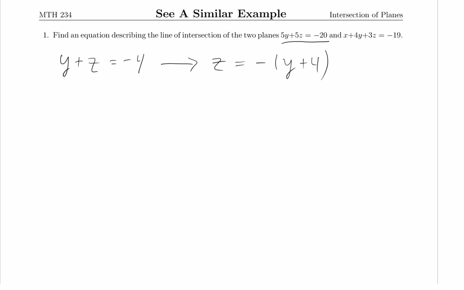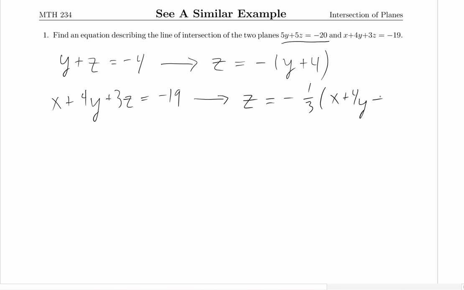Now do the same thing with the other equation. So the other equation, we start with x plus 4y plus 3z equals negative 19. And again, do the same thing. Just solve for z, so move the x and y terms to the other side and divide by 3. So we'll get that z is negative 1/3 times x plus 4y plus 19.